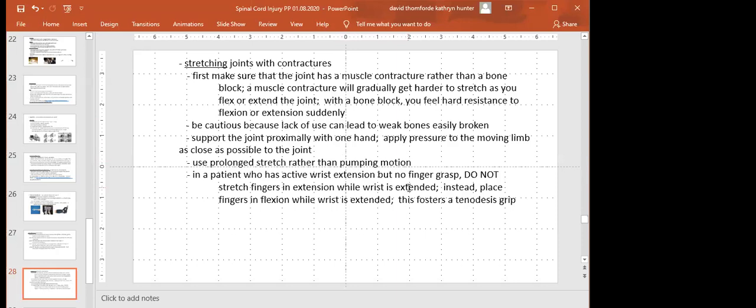And then finally, if a person has active wrist extension but no finger grasp, the one thing you should not do is stretch the fingers in extension while the wrist is extended. We'll talk about it later, but there's something called a tenodesis grasp, where the person needs to be able to flex their fingers as they extend their wrist. So the thing to avoid doing is having them lean on a mat with their fingers straight. If they're sitting on the mat, they should be pushing down on the mat with their fingers bent.